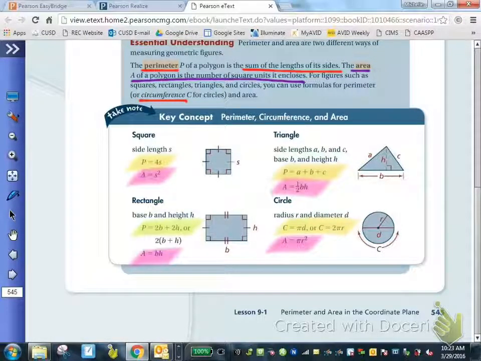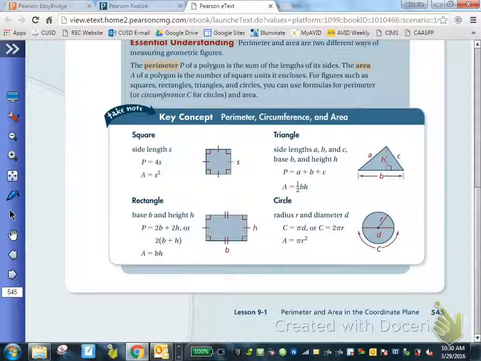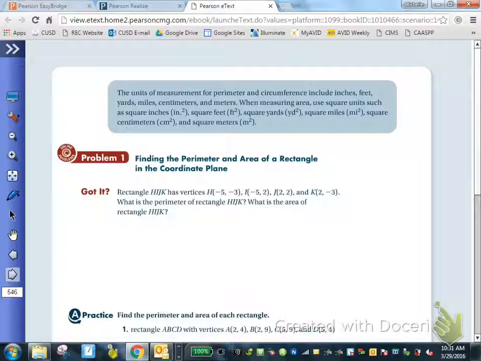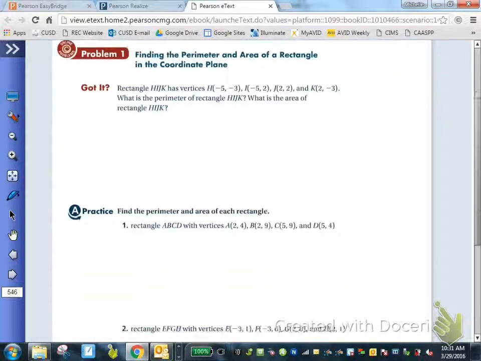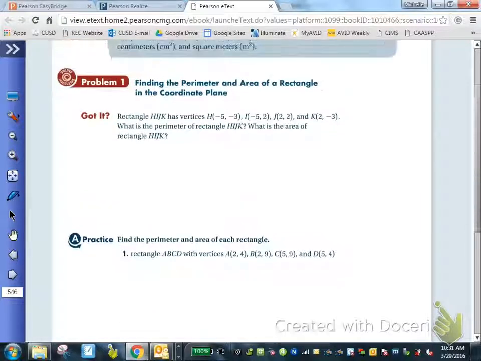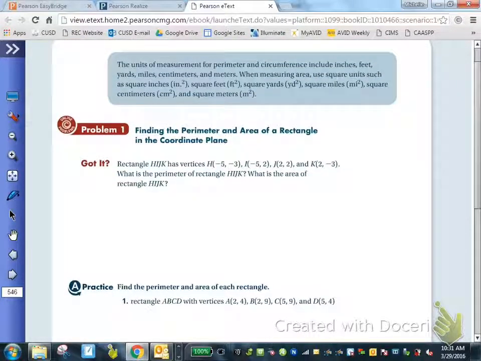For example, distance formula. So today what we're doing is instead of just finding perimeter and area of shapes, we're going to be finding perimeter and area of shapes in the coordinate plane. So we're going to go to the next page. And we're going to be doing it in the coordinate plane.